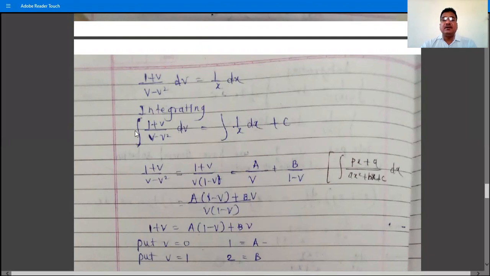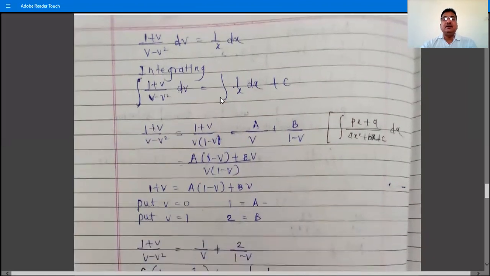So integrate both sides. Integration of (1 plus v) divided by (2v minus v square) dv is equal to integration of 1 by x dx plus a constant of integration. Now the integration of 1 by x is log x, but we have to integrate this left side, which is done by using partial fractions. So we have to obtain the partial fractions of this factor, (1 plus v) divided by (2v minus v square).